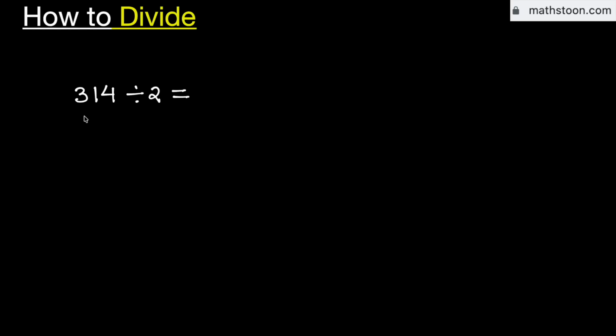Let's learn how do we compute 314 divided by 2 using the long division method. See that 2 times 1 is equal to 2. Subtract, we get 1. Now this 1 is less than 2. So in this case we will bring down this adjacent 1 beside this 1.